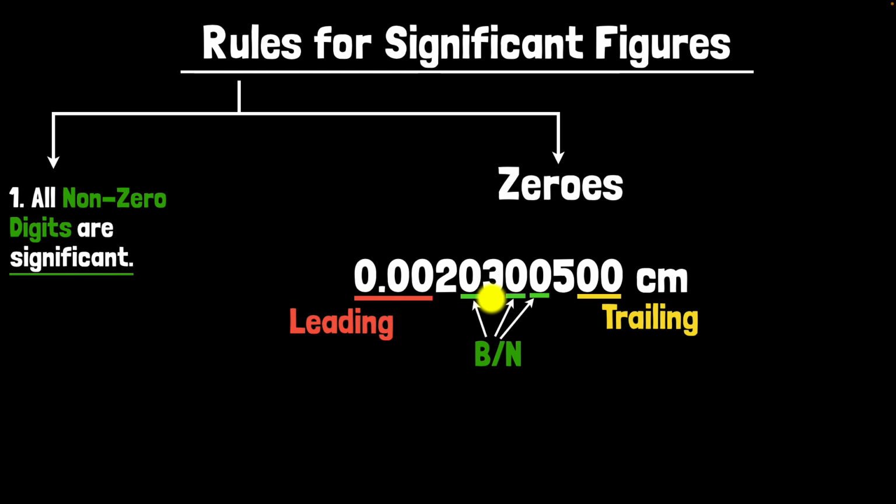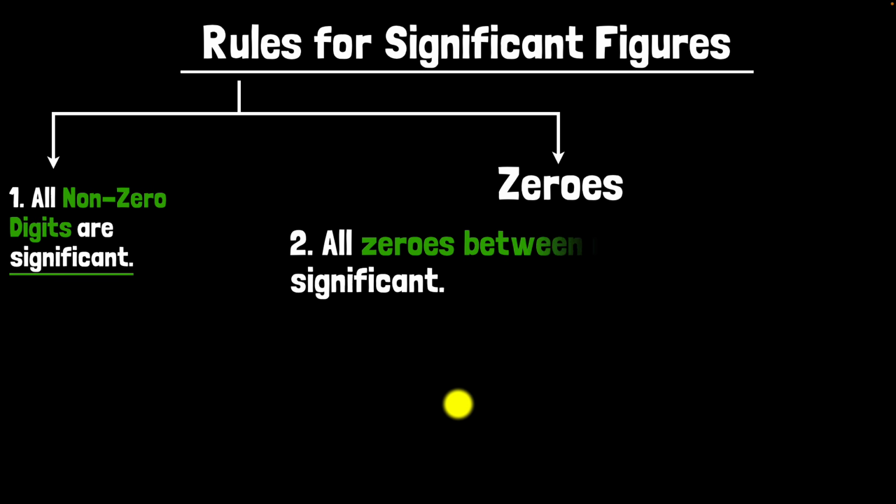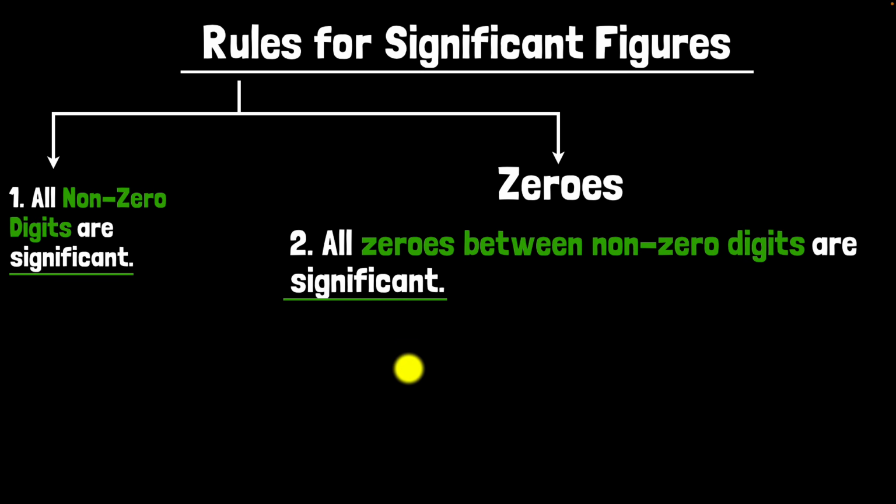Again, let's start with something simpler. Let's start with the zeros that are in between. The rule for them is that all zeros between non-zero digits are significant. So let's take more examples. We're going to take a ton of examples, okay? Let's consider this measurement. How many sig figs are there over here? Well, first of all, we know that these 3 are significant because they're non-zero digits. Then we have a 0 in between 2 non-zero digits, and we know that all zeros in between non-zero digits are significant. So this also becomes significant. So we have 4 sig figs over here.